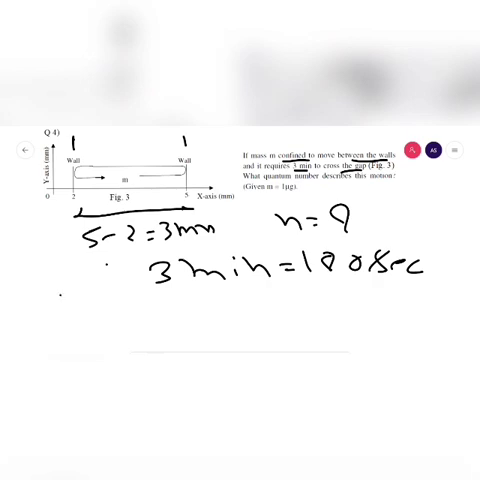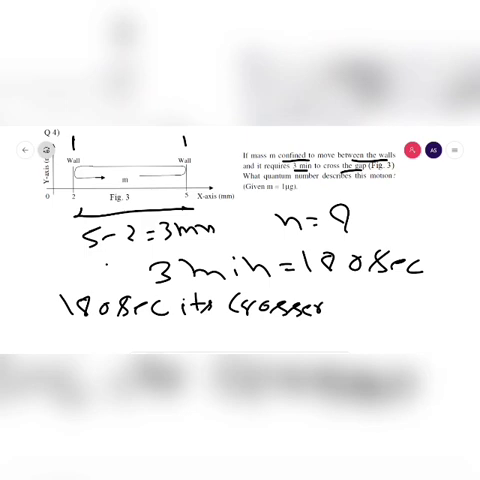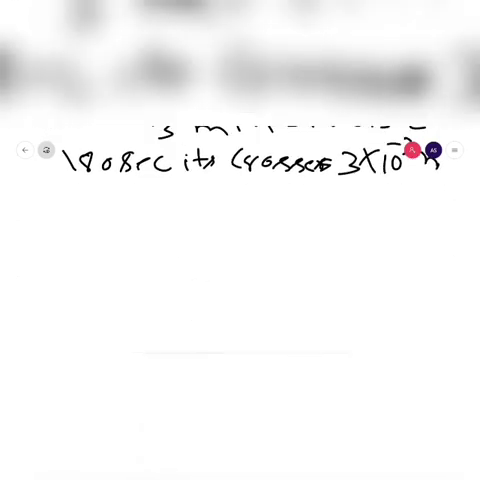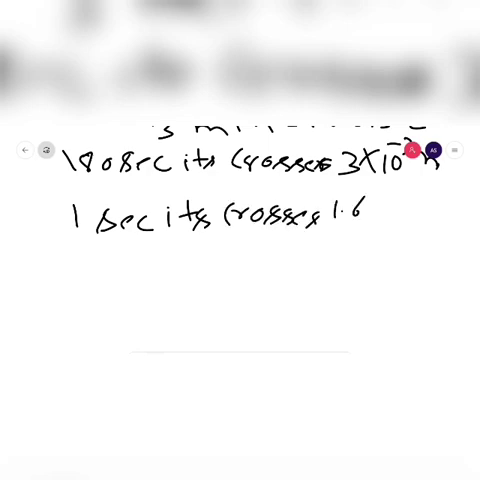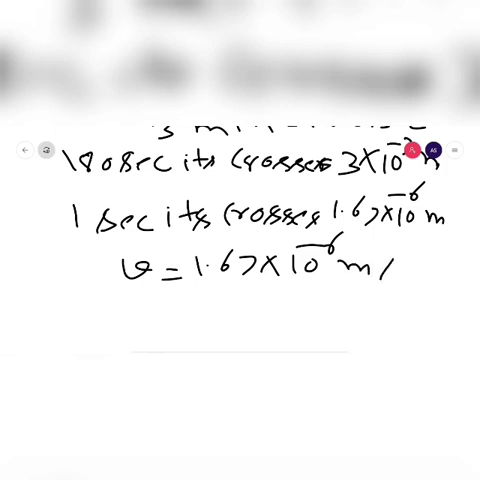It means that in 180 seconds, it crosses the gap of 3 × 10^-3 meter. Now in 1 second, it crosses a gap of 1.67 × 10^-6 meter. It means that the velocity is 1.67 × 10^-6 meter per second.